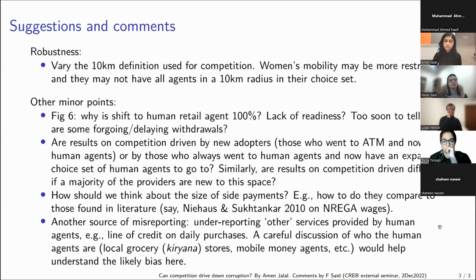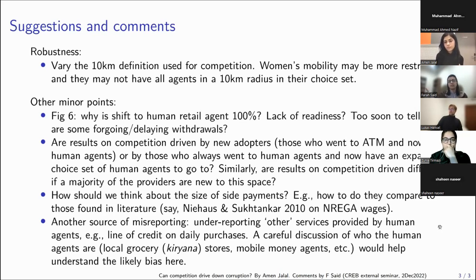And then I have some other minor points. You didn't go over this in your presentation, but there's a figure in the appendix slides where you show the shift to human retail agents, and it's less than 100%. So it says 100%, but it's less than. What were the reasons behind that? Should it not be 100% by now at least?